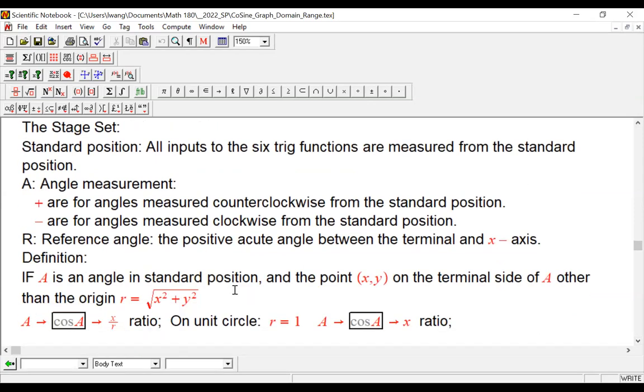And needless to say, when we do graph, we need to understand that we are doing this on this stage, with angle measurement, reference angle, and definition. In this definition, of course, we're doing cosine. The input is angle and the output is ratio. So far, we haven't found anything that will cause a 0 denominator. In fact, the way R is defined, it will never be 0. So we should anticipate the domain is all real numbers.